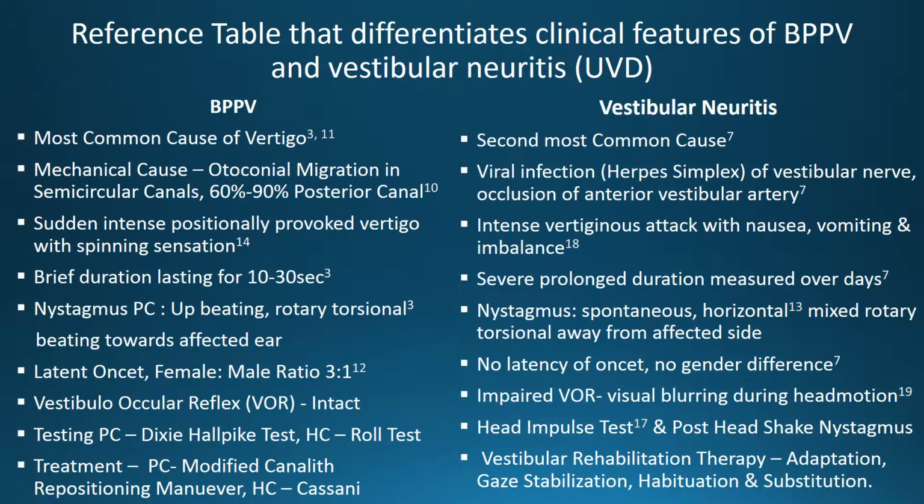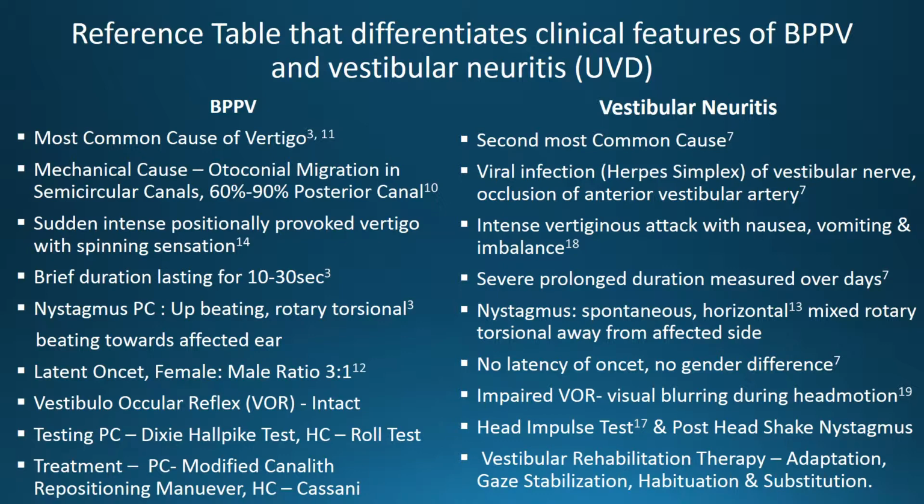It is the second most common cause of vertigo. Unlike BPPV, here the cause is the viral infection of the vestibular nerve, not the canal. The vertigo is intense. It is also associated with nausea, vomiting, and imbalance. The vertigo stays for a longer duration and is measured over days.